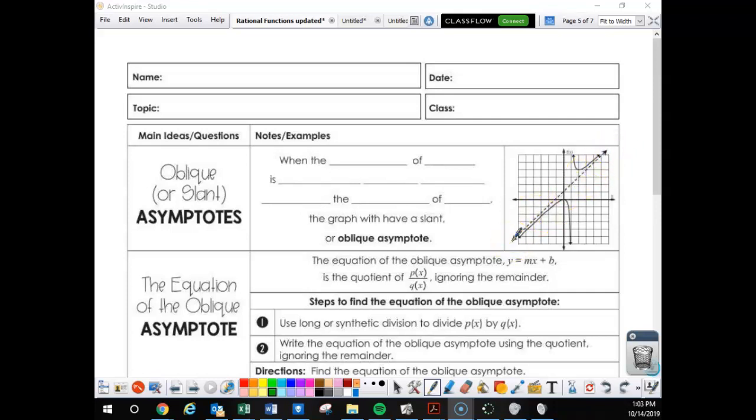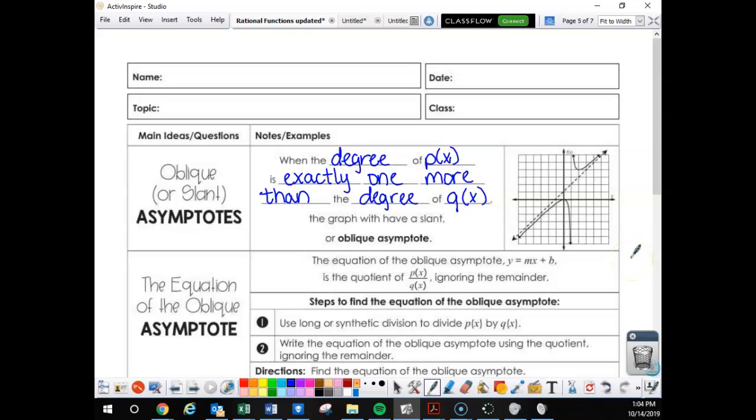And this happens when the degree of P of x is exactly one more than the degree of Q of x. And if that happens, then we will have an oblique asymptote or slant asymptote.